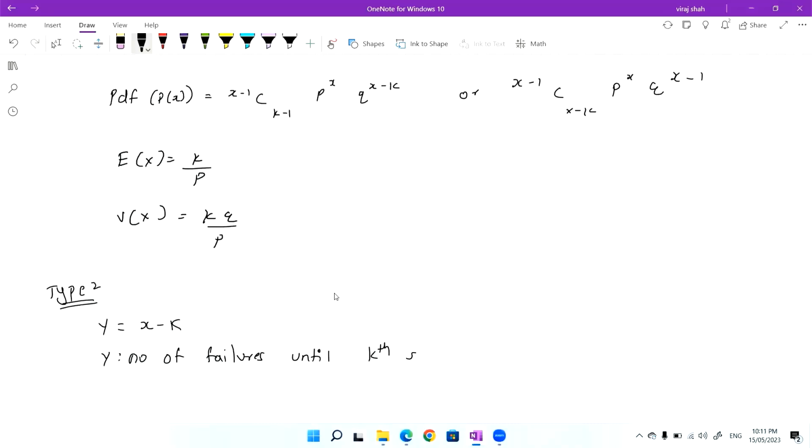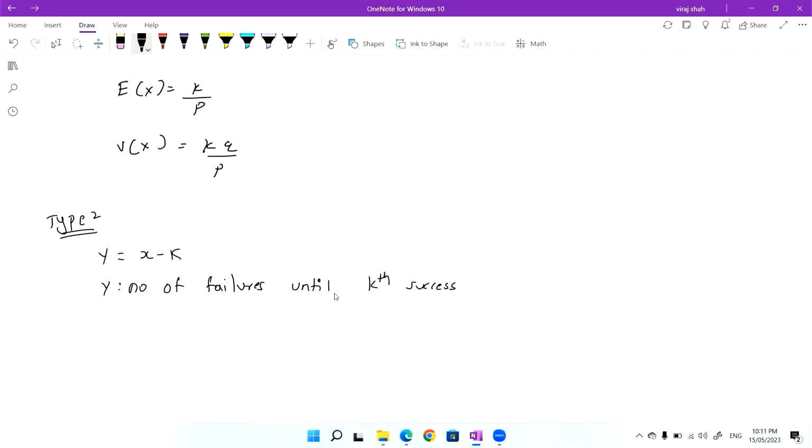So the question is, how many balls did the batsman miss or hit a 4 or hit a 1 or hit a 2 till it attains 10 successes? 40 balls, 50 balls, 60 balls, whatever the number of failures are. Okay. So that's it. What would be its PDF or P of Y?